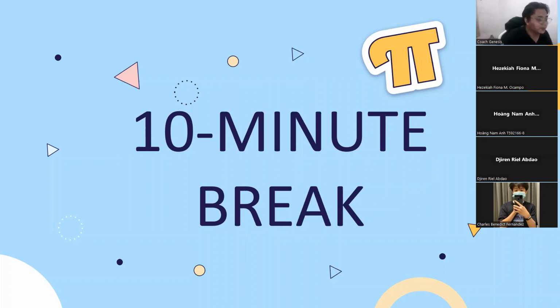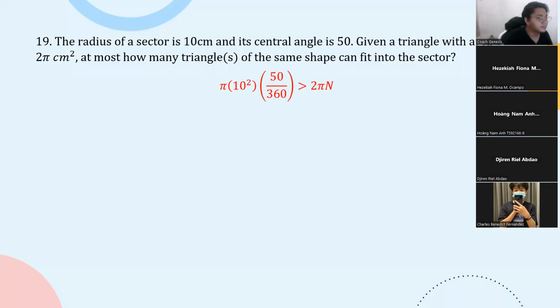Okay, so let's continue with geometry. For number 19, the radius of a sector is 10 centimeters and its central angle is 50. So we know what a sector is, right? A sector is a part of a circle.